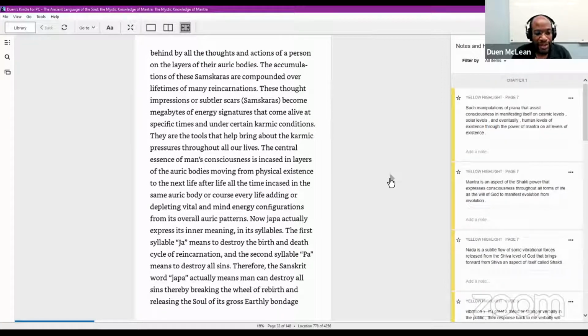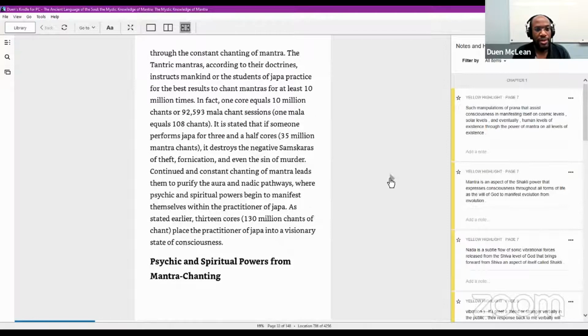Now, japa actually expresses its inner meaning in its syllables. The first syllable, ja, means to destroy the birth and death cycle of reincarnation. And the second syllable, pa, means to destroy all sins. Therefore, the Sanskrit word japa actually means man can destroy all sins, thereby breaking the wheel of rebirth and releasing the soul of its gross earthly bondage through the constant chanting of mantra.